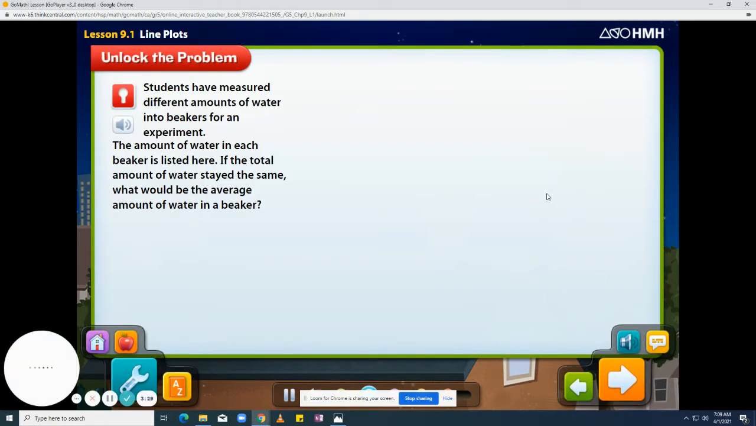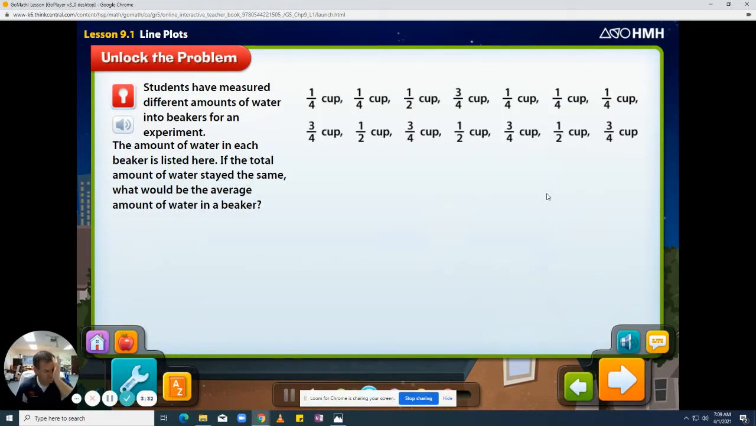Let's solve a problem using a line plot. Let's unlock this problem.